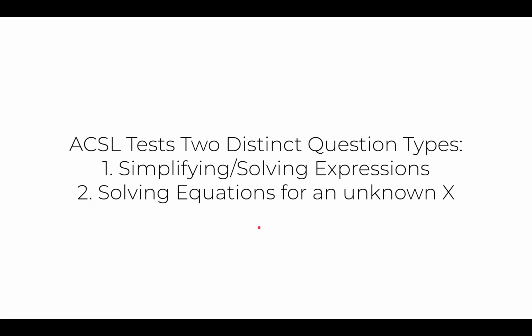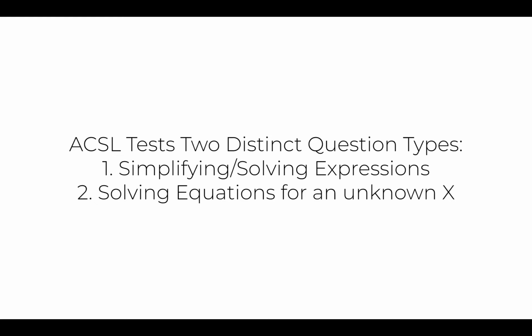Cool. So now we're just going to run through some problems really quick. ACSL tests 2 distinct question types, which are simplifying and solving expressions, and then solving equations for an unknown x. The first type is pretty easy because you can just kind of do it. You can just solve it out. It's very much like arithmetic. You don't need to think that much.